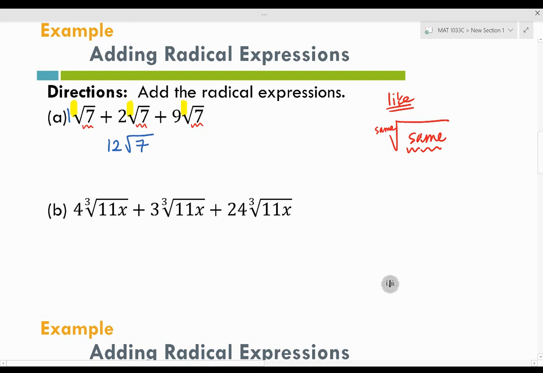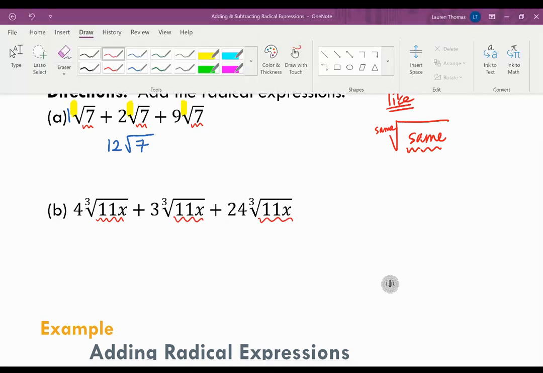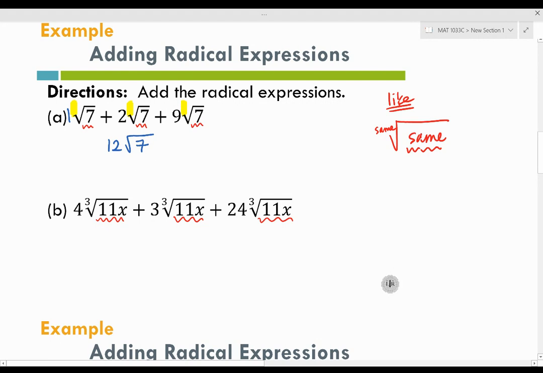For B, we're adding again. In order to add radicals, their radicands have to be the same and their indexes have to be the same. Let's check that. We have 11x here, 11x there, and 11x here. So they're all the same. Now let's check the indexes. We have 3, 3, and 3. All of the indexes are the same and all of the radicands are the same, so we can go ahead and combine them.